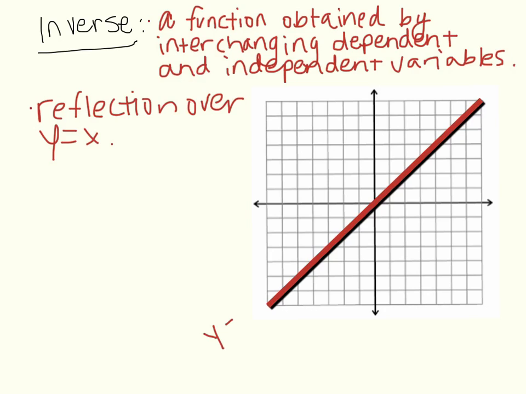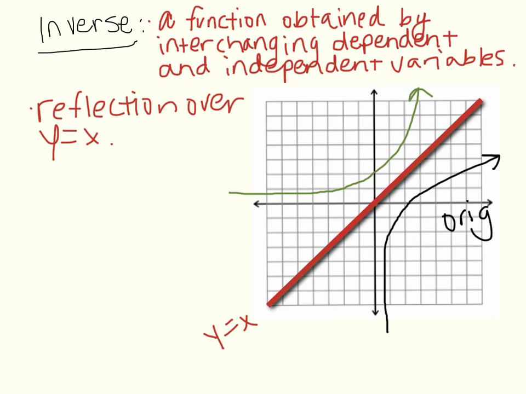So this right here is y equals x, the parent linear function. What that looks like on a graph is if you had a graph that kind of looked like this, and I'm not going to draw it perfectly here, then you would have an inverse like that green line. So this would be your original, and the inverse function reflects over that y equals x line. This is a mirror image of the original function. So we're looking for the inverse function.